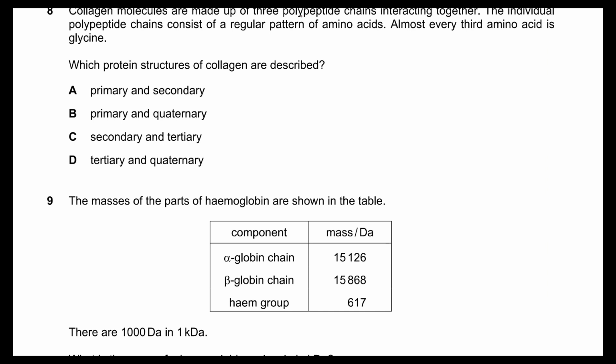So first of all, the 3 polypeptide chains, we know that if there is more than one polypeptide chain involved, this means that it's instantly a quaternary structure. And now, for the second thing that we see here is the pattern of amino acids. We know that instantly the pattern of amino acids is going to be the primary structure. Therefore, it's primary and quaternary, and the answer is going to be B.